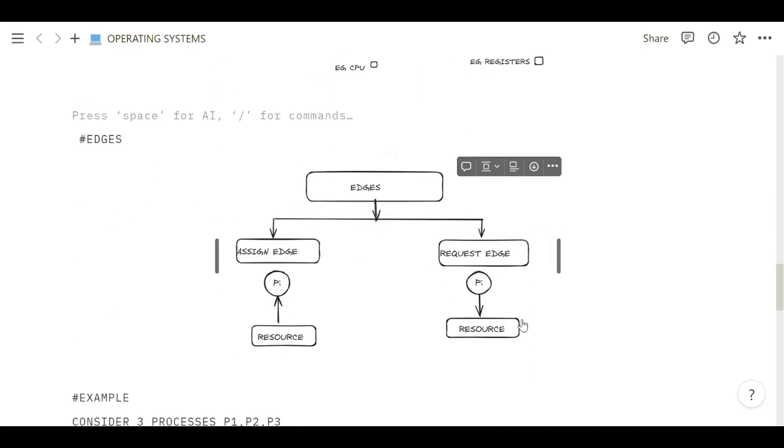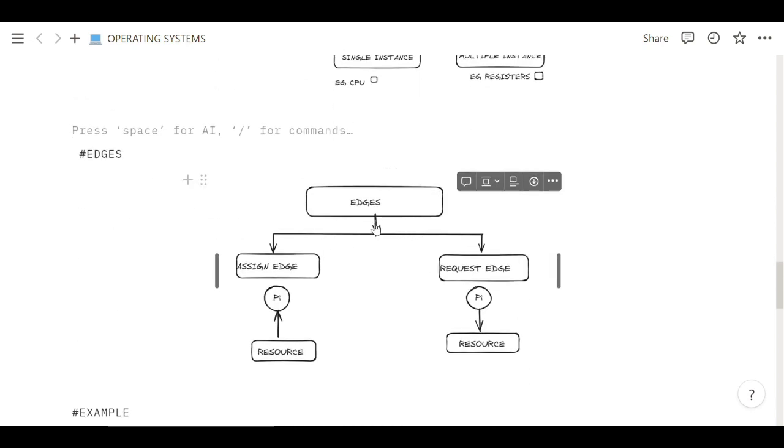So coming to the edges, so this is the edges. Okay, so we'll have 2 types of edges, assign edge and request edge. Okay, so here the resource is assigned to the process. Okay, and here the process is waiting for the resource.